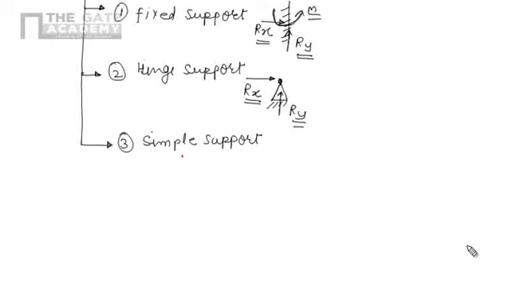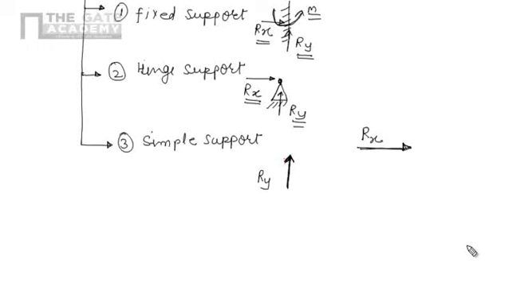Similarly, simple support we represent this way. In simple support, we are restricting motion only in one direction. Suppose I represent the support this way, it means we are restricting the vertical motion, so we have Ry. Sometimes we can represent the simple support differently. It depends on the application. So we will be restricting the motion in x direction, so there will be an Rx reaction.